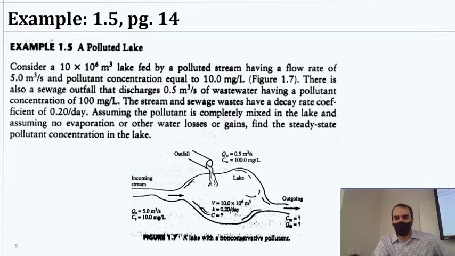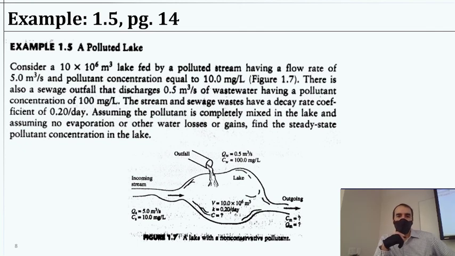So with that, let's take a look at an example. This is from our book. We have a polluted lake. It says, consider a 10 times 10 to the 6 cubic meter lake fed by a polluted stream, having a flow rate 5 cubic meters per second and a pollutant concentration equal to 10 milligrams per liter. So that's this figure down here. There is also a sewage outfall that discharges half a cubic meter per second of wastewater, having a pollutant concentration of 100 milligrams per liter.